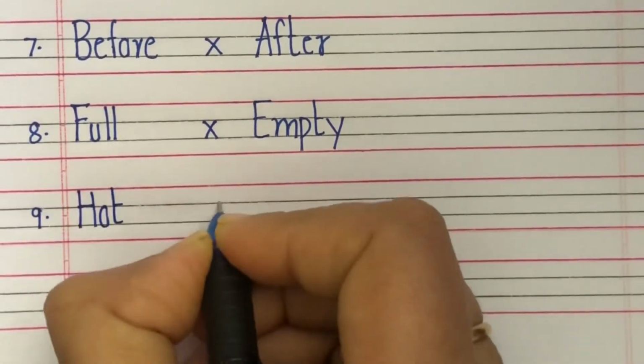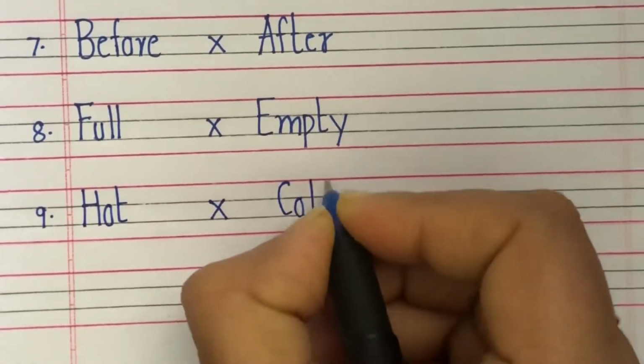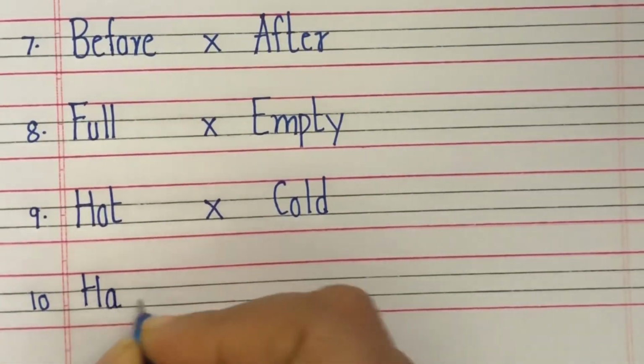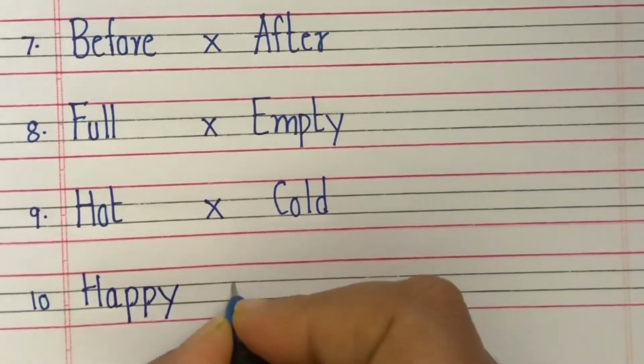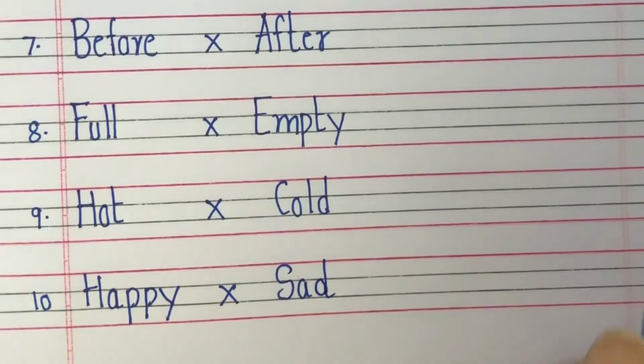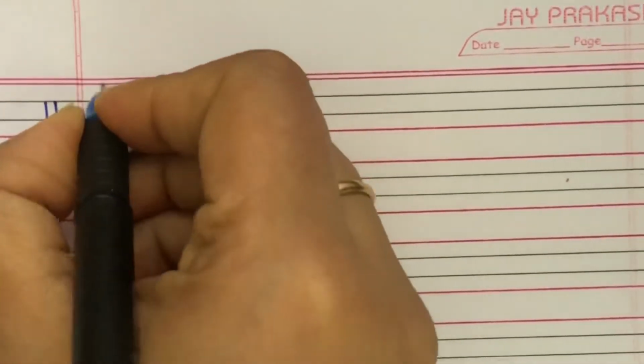Ninth one is hot, H-O-T, hot. Opposite of hot is cold, C-O-L-D, cold. Hot means garam, cold means thanda. Tenth one is happy, H-A-P-P-Y. Opposite of happy is sad. Happy means khush, sad means dukhi.